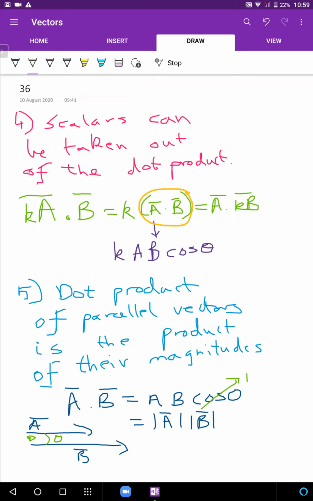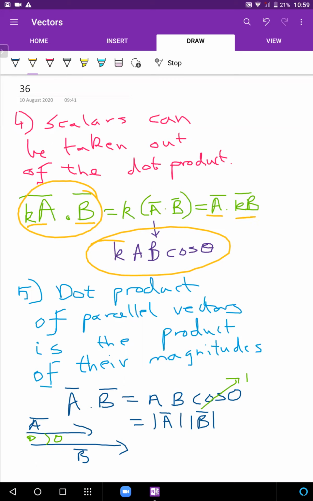Why? Because whichever way you write this, at the end of the day, it's going to be KAB cos theta. Think of that. The middle term is clearly K into AB cos theta. This term is going to be KA into B into cos theta. एक ही बात हो रहा है. This is going to be A into KB into cos. तो एक ही बात हो रहा है ना? So you can always, if you have a number, you can always take it outside the dot product.